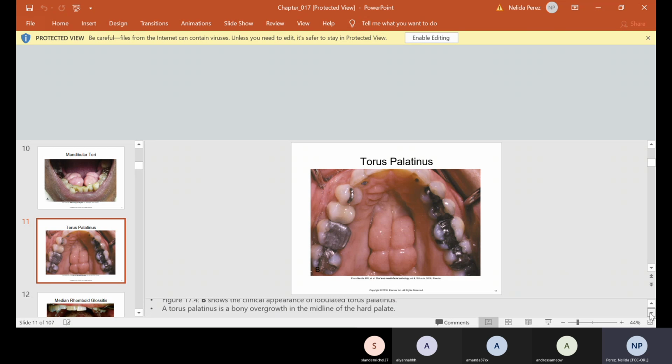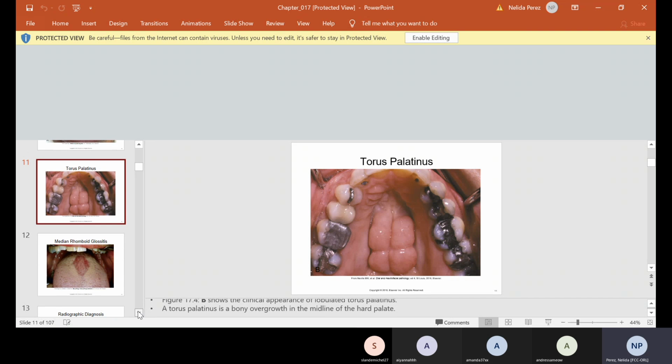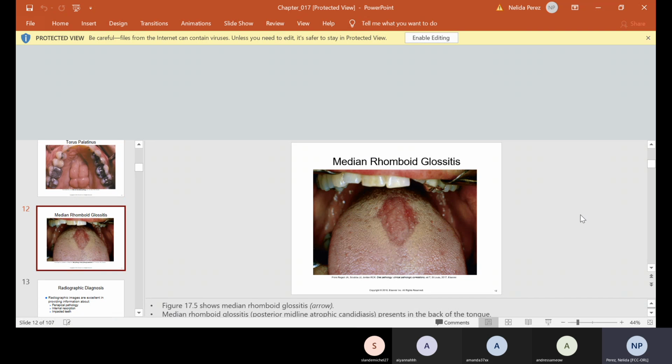And if they have it on the top, then instead of it being called the mandibular tori, it's called the torus palatinus. Palate is for the top, okay? So again, here's the overgrowth in the midline of the hard palate. Now, here we have what's called the median rhomboid glossitis, okay?